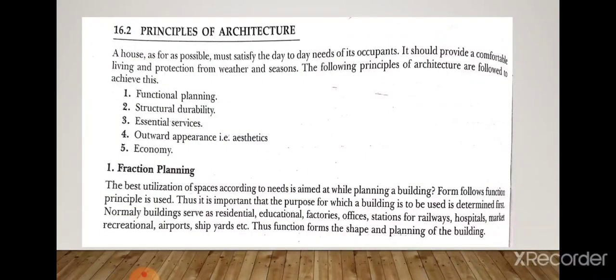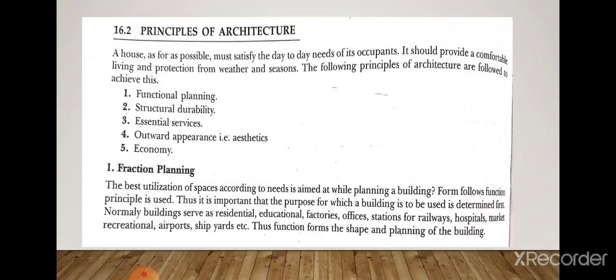So what are the principles of architecture? Number one, functional planning. Number two, structural durability. Number three, essential services. Number four, outward appearance or aesthetics. And number five, economy. Number one is written here as fraction planning. It is not fraction planning, it is functional planning. Okay, please correct it. The best utilization of spaces according to needs is aimed at while planning a building.